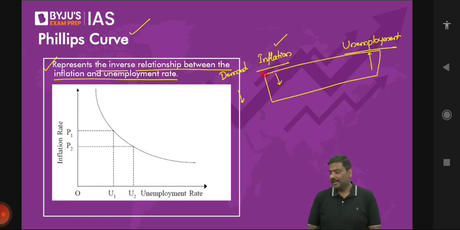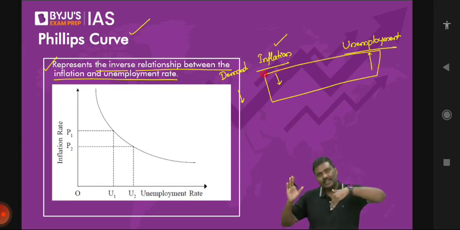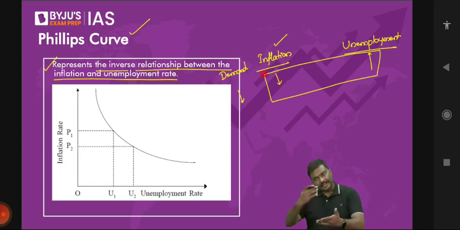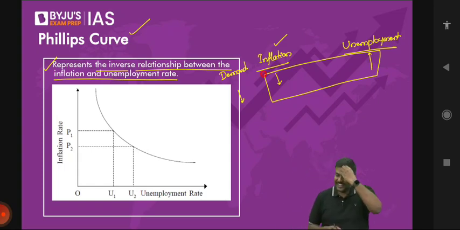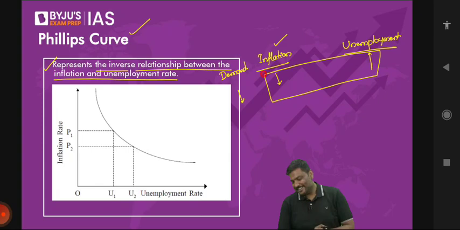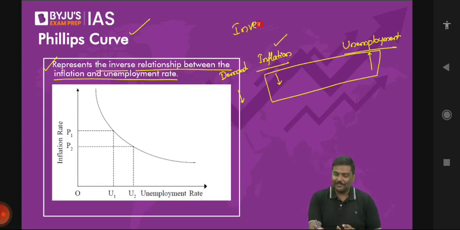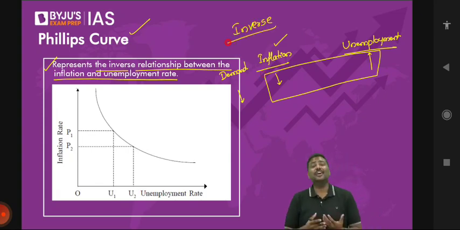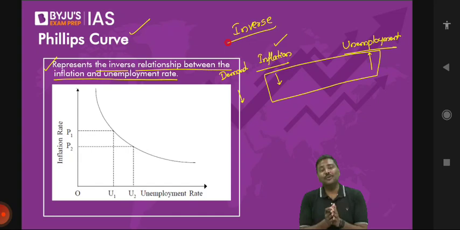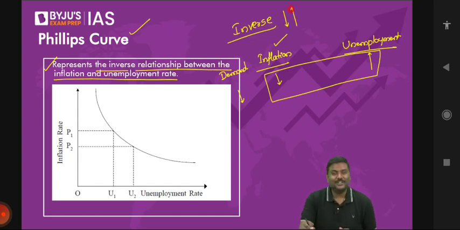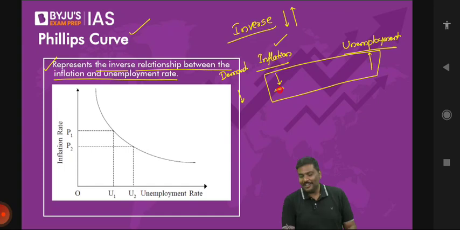Can I call this an inverse relationship? Let me know. How? If you ask me how, what is inverse? Let me start with the English now. Inverse means ulta, in your common language. Ulta means opposite. If one of the factors is going down, another factor should go up. Now tell me, inflation is going down, unemployment goes up. How will unemployment rate increase? When there is recession in the economy.